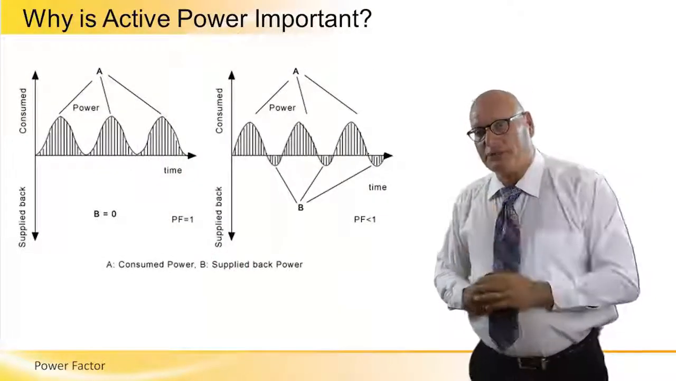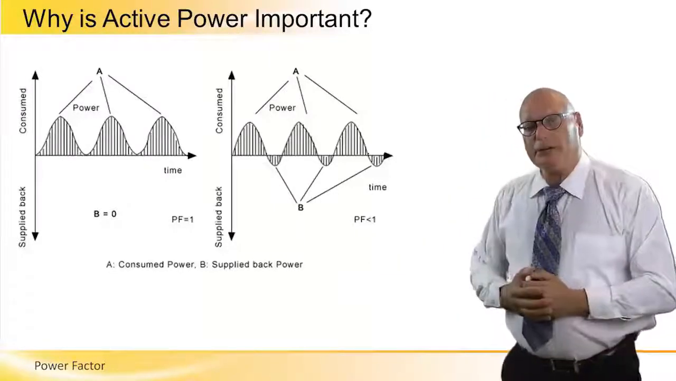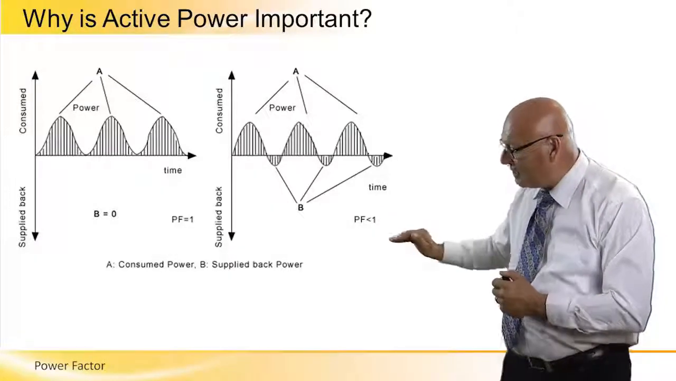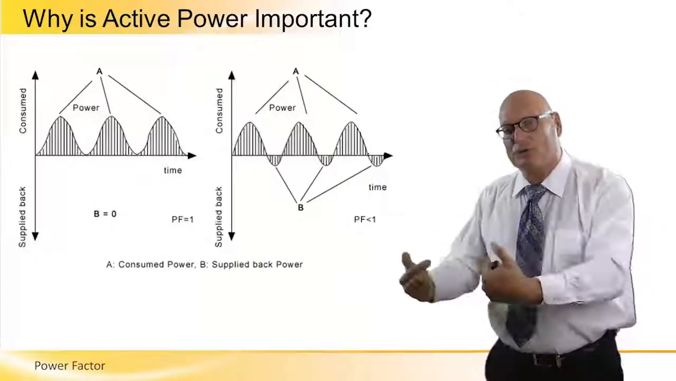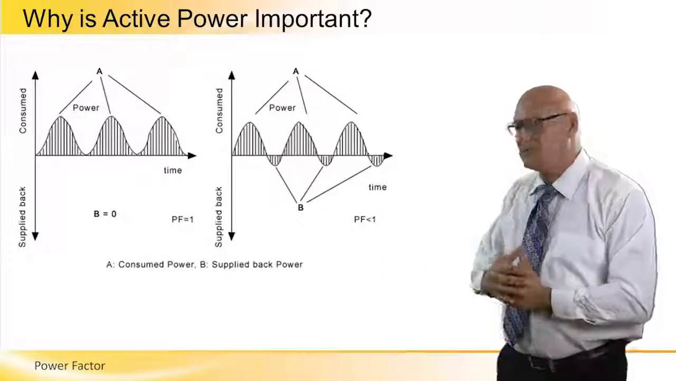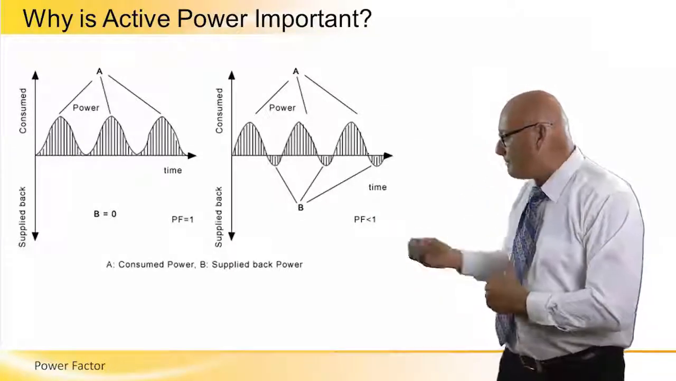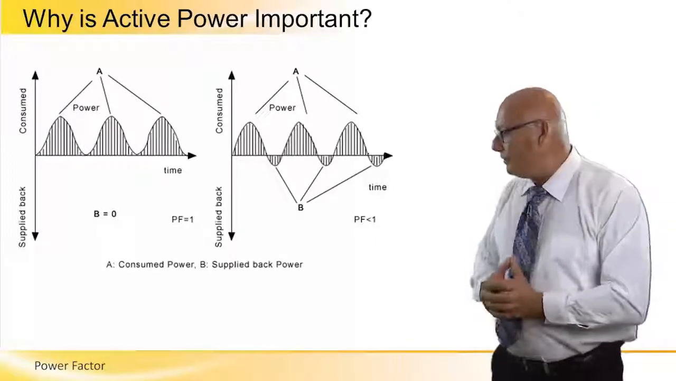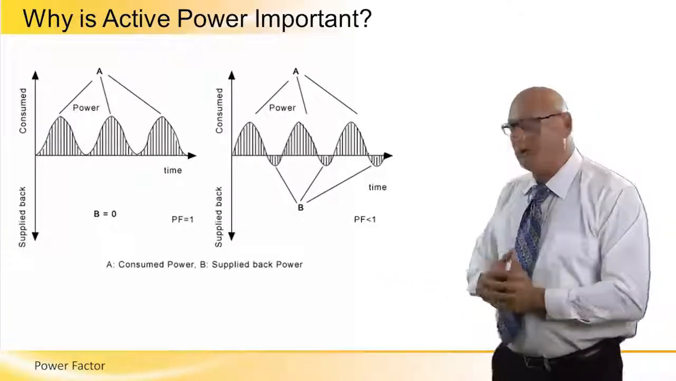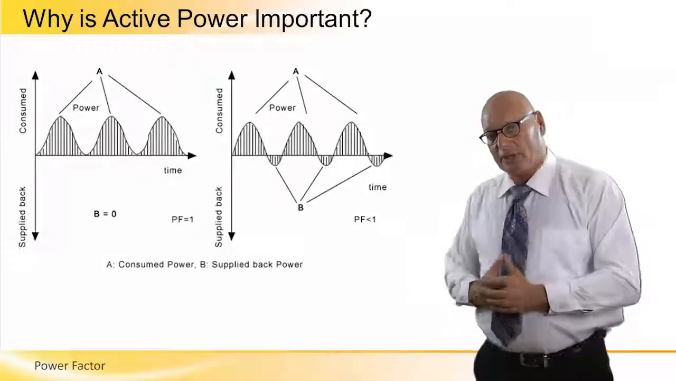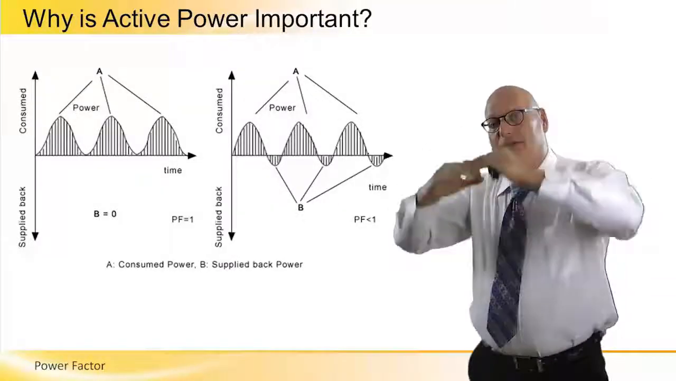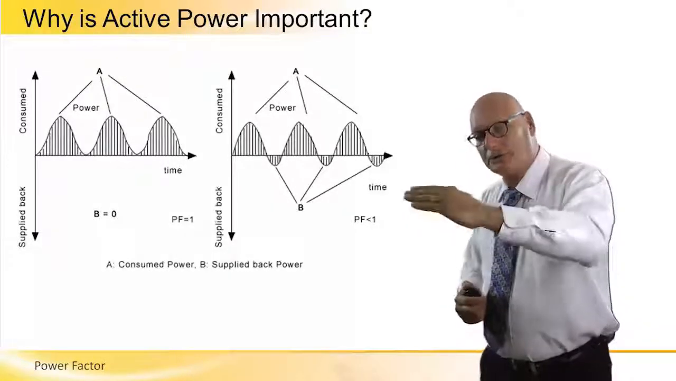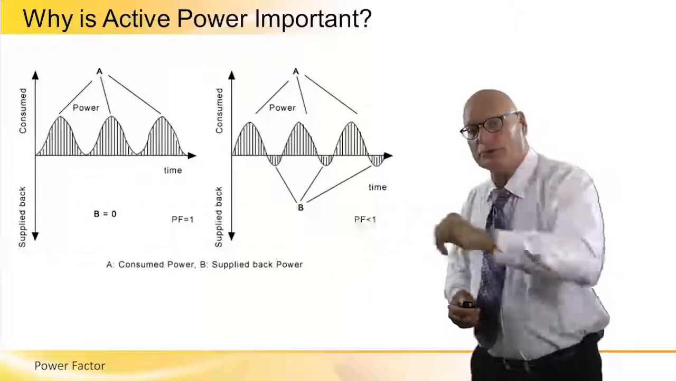Why is power important? Look at the picture on the right. The components of the power below the x-axis is the power that goes back, like we said before. Here it is being demonstrated fantastically. Supplied back power is the picture on the right, and consumed power is the picture on the left. In the picture on the left, all the power is above zero. It's only going one direction, positive, from the source to the load.